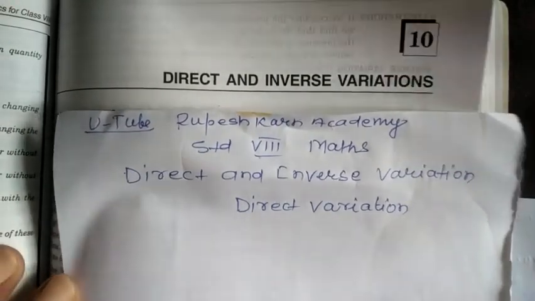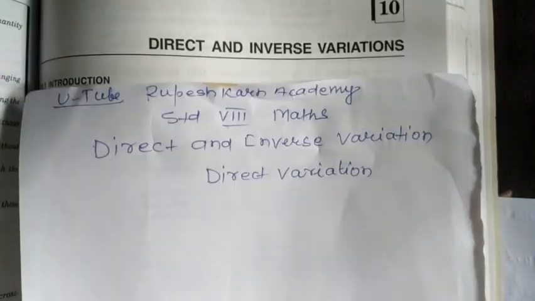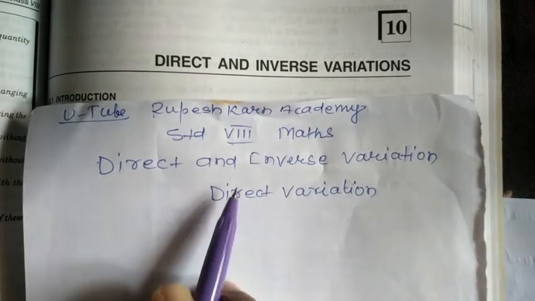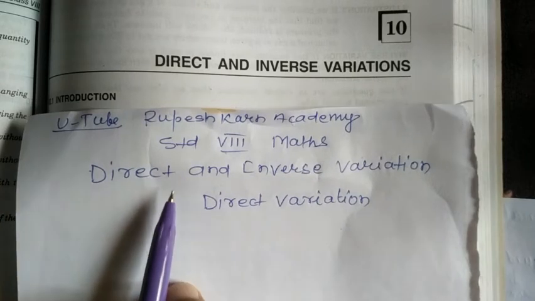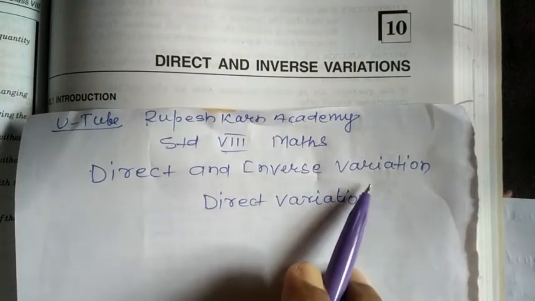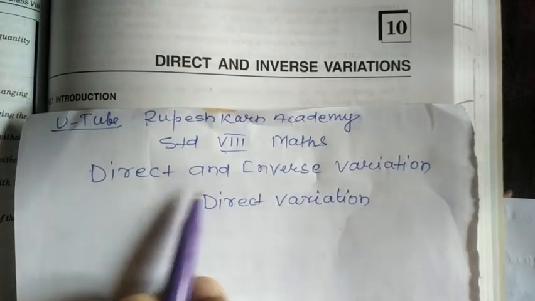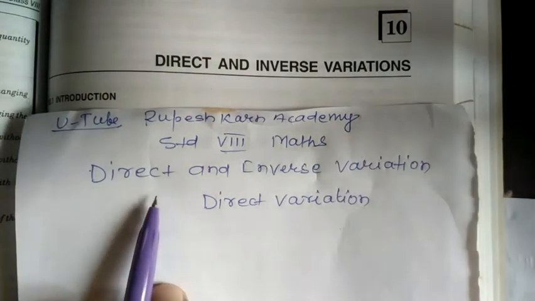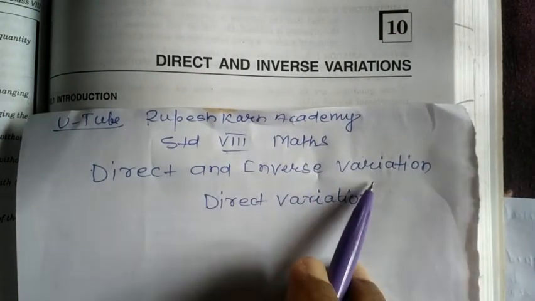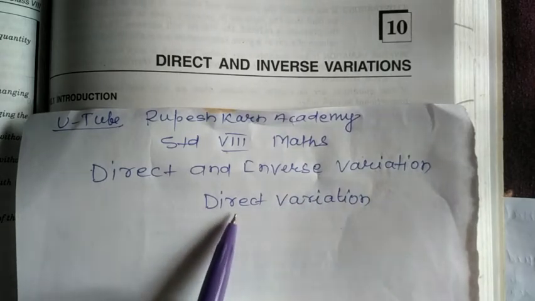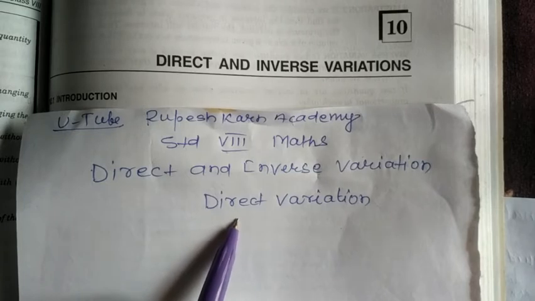Dear students of 8th standard, this chapter is prepared for the 8th standard students. The chapter name is Direct and Inverse Variation. I think that students face problems while solving questions which depend upon direct and inverse variation. So I will give you a clear concept about direct variation and indirect variation.